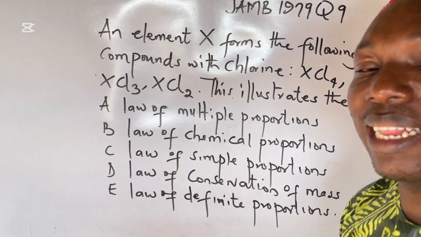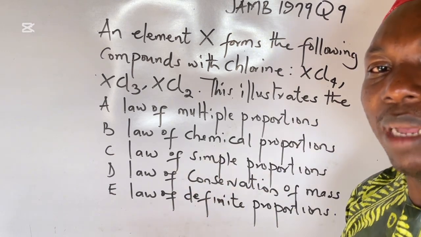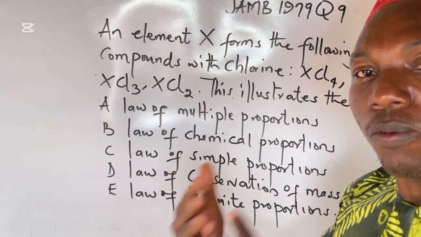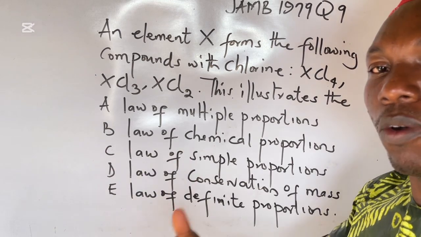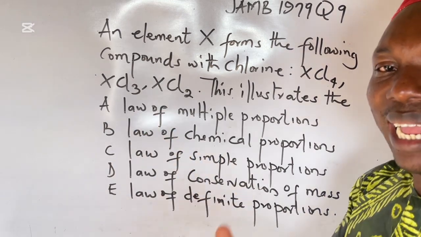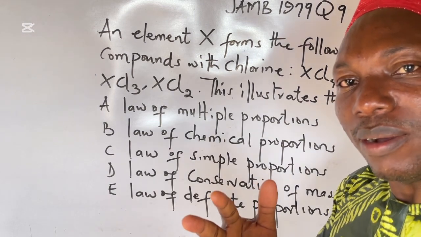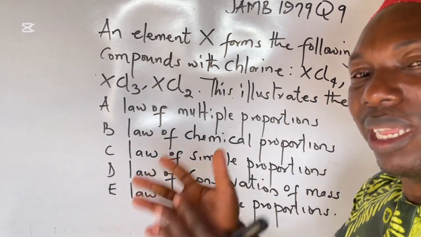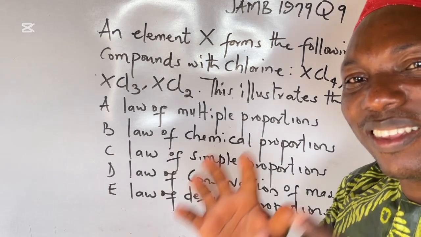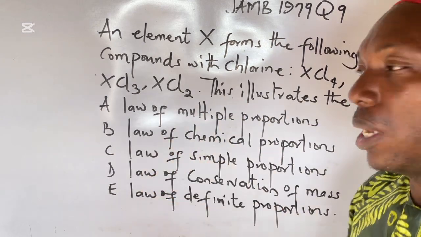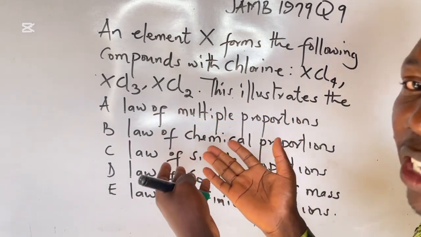And the law states that when two elements combine to form more than one compound, then the masses of one element that combine with a fixed mass of the other are in simple whole number ratio. And that is what we have seen illustrated in the question.